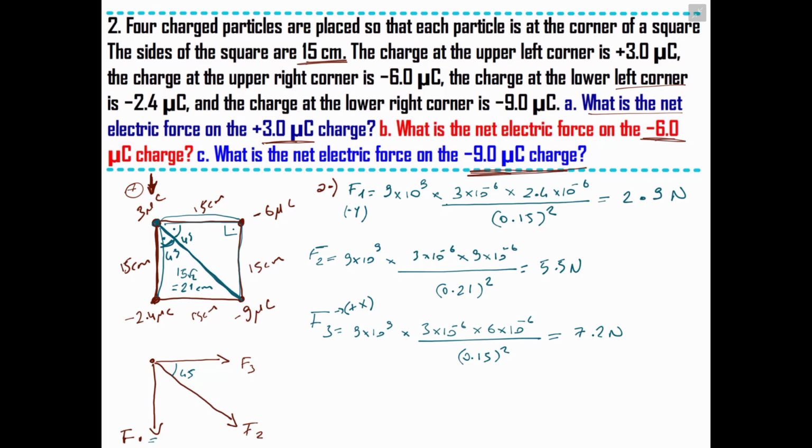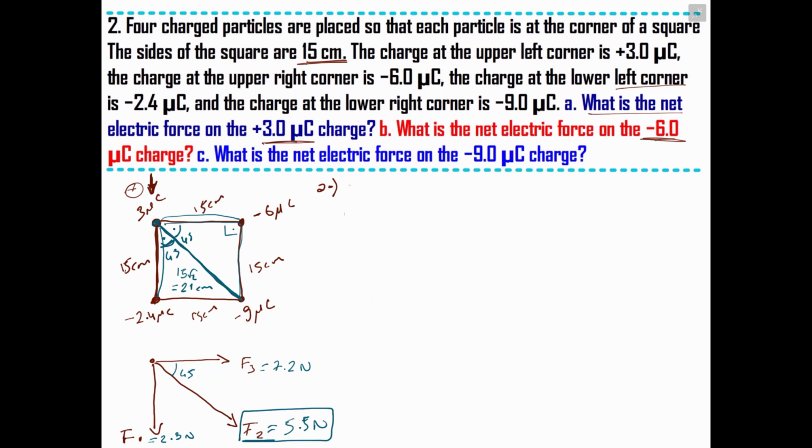So F1, let's write it here. It is 2.9 Newton. F3 is 7.2 Newton. F2 is 5.5 Newton. And now we have to calculate the net force acting on it, because we have three forces. One is lying on the x-axis, one is lying on the negative y-axis, and the one we have to calculate the components of, then we will find the resultant or net force. Now I have the forces. I have to calculate the components of F2, F2x and F2y.